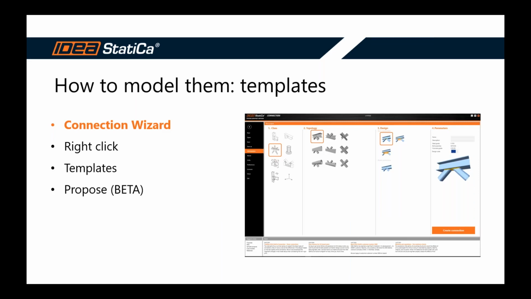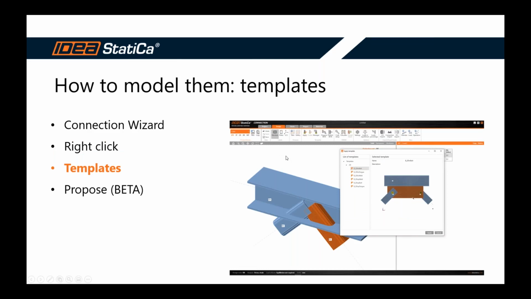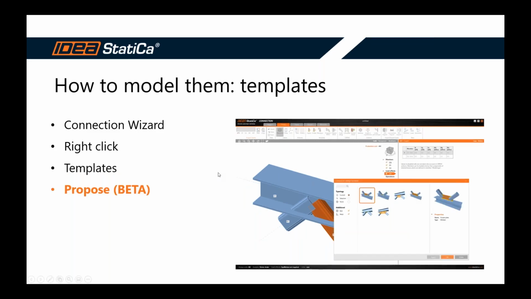So let's start with how we can easily model them. I will just repeat what Janko mentioned before. Very quickly, we have a connection wizard for starting a new project with a large library of different connections, and we have special groups for shear connections there as well. Another possibility is to use the right-click mouse button, where another library opens, our template manager, let's say. And the last option is to use our propose function.